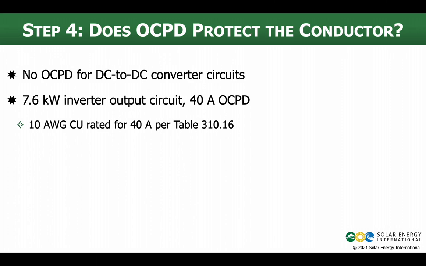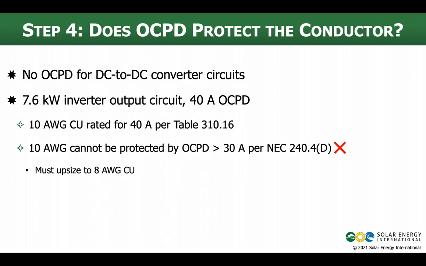We've selected a 10 AWG copper conductor that's rated for 40 amps, but we know that if we look into 240.4(D), small conductors, 14, 12, and 10 have maximum overcurrent protection device sizes that they can be connected to, and for a 10, the biggest OCPD you can use is 30 amps. So it doesn't work. We need a 40 amp breaker, that's the minimum size. Even though 10 has enough ampacity, it cannot be protected under the National Electrical Code by anything bigger than a 30.